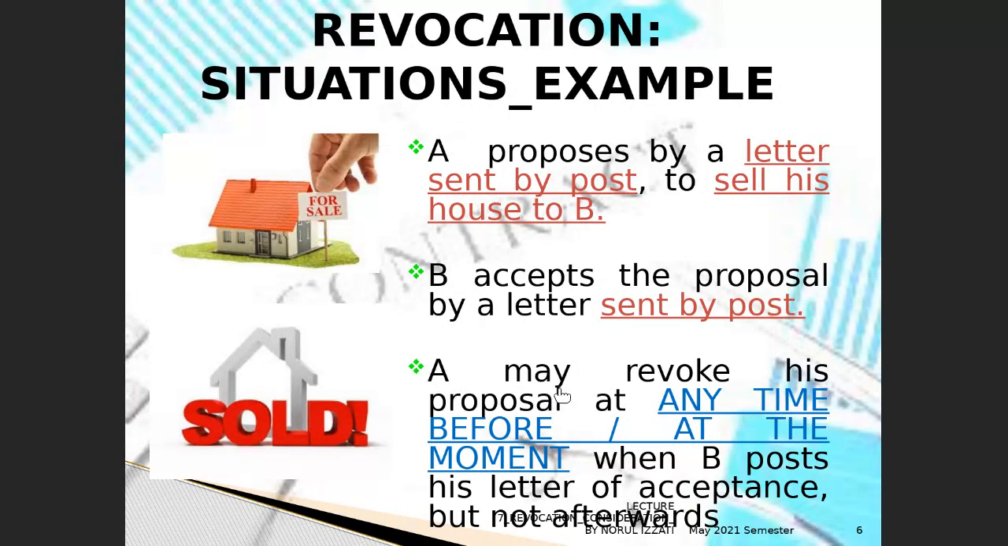Okay, A may revoke his proposal anytime before or at the moment when B posts his letter of acceptance. So in this scenario, how do you know in what scenario A is allowed to revoke the offer? A is allowed to revoke the offer before B sends the acceptance. So you have to understand that if the offerer A would like to revoke the offer, it must be done before B sends the acceptance. Once B sends the acceptance, then we cannot say that A is allowed to revoke the offer.